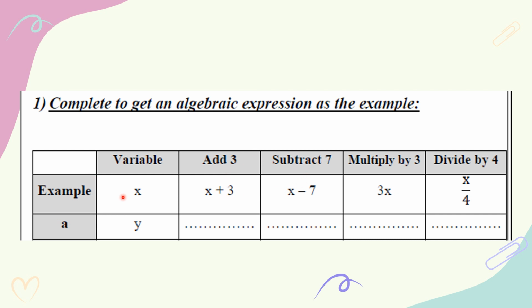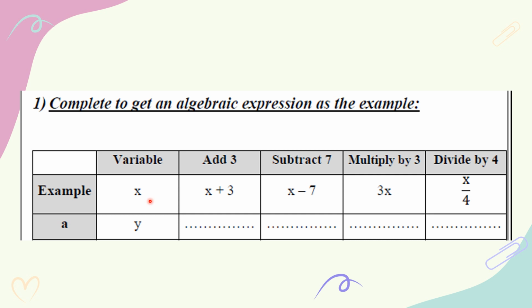Subtract 7 from x, so it will be x minus 7. Multiply by 3, so it will be 3 times x, or we can write it as 3x. Divided by 4, so it will be x over 4, or x divided by 4.